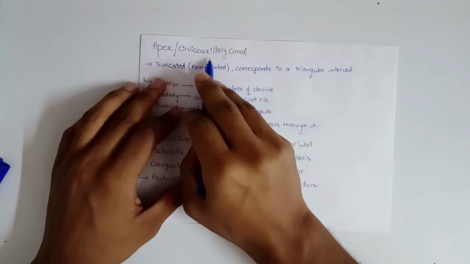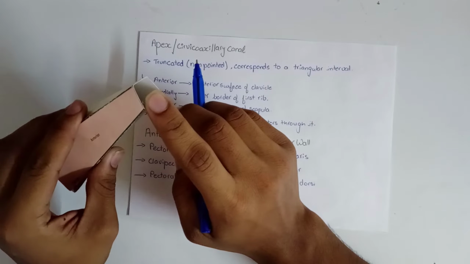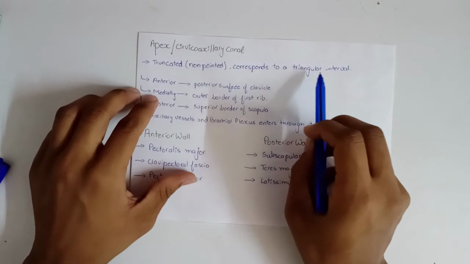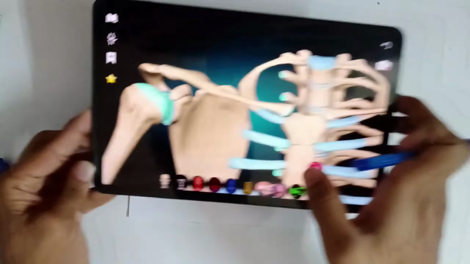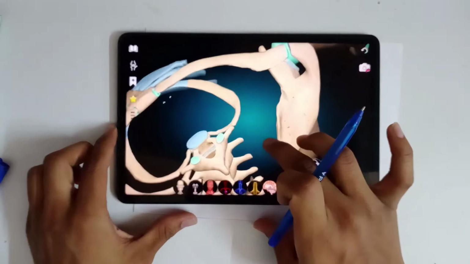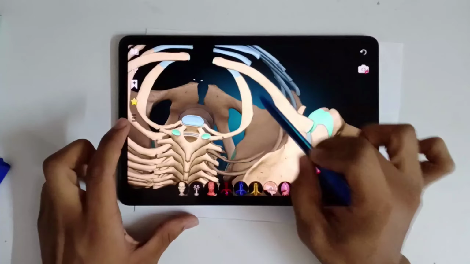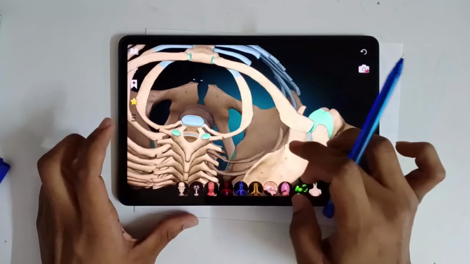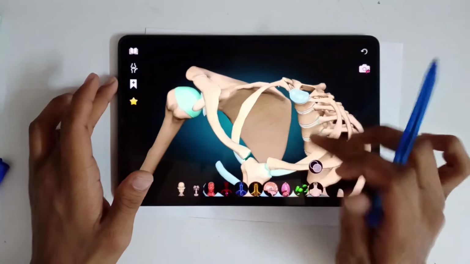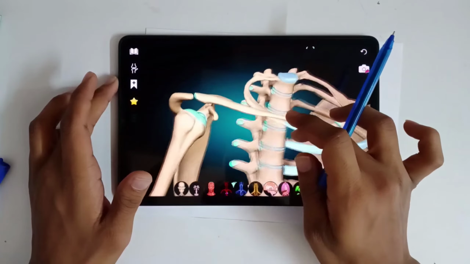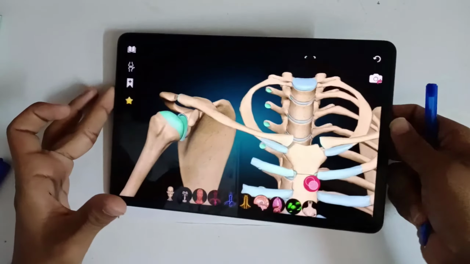The apex, or cervico-axillary canal, is truncated, so it is non-pointed and corresponds to a triangular interval. This is almost a triangle. So the passage that goes downward between the clavicle and the scapula, and medially the first rib, corresponds to the cervico-axillary canal.